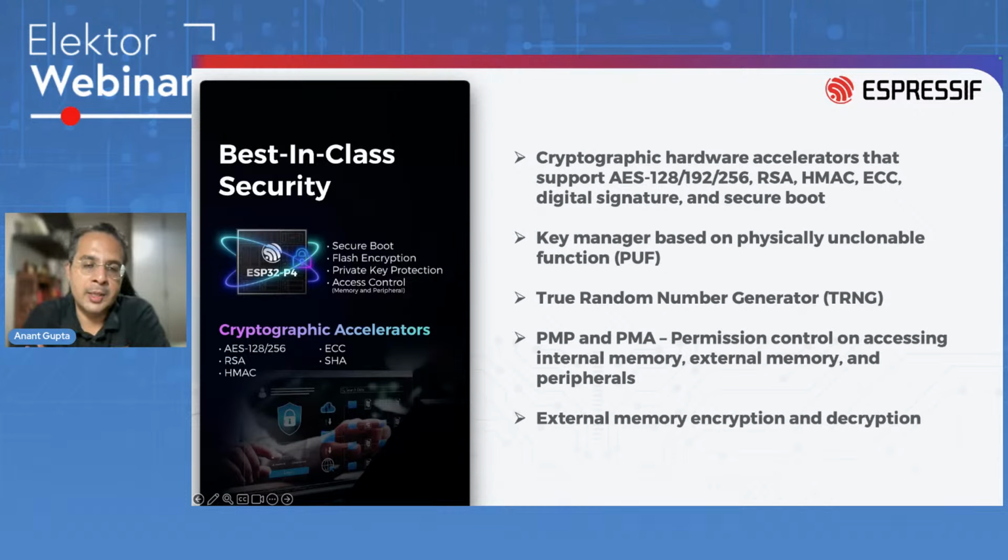Then we have a key manager in the P4 to manage the private keys as well as your network keys. Then we have a TRNG, we have PMP and PMA, which combine to act as the permission control for internal as well as external memories and peripherals. And then we have on-the-fly external memory encryption and decryption.